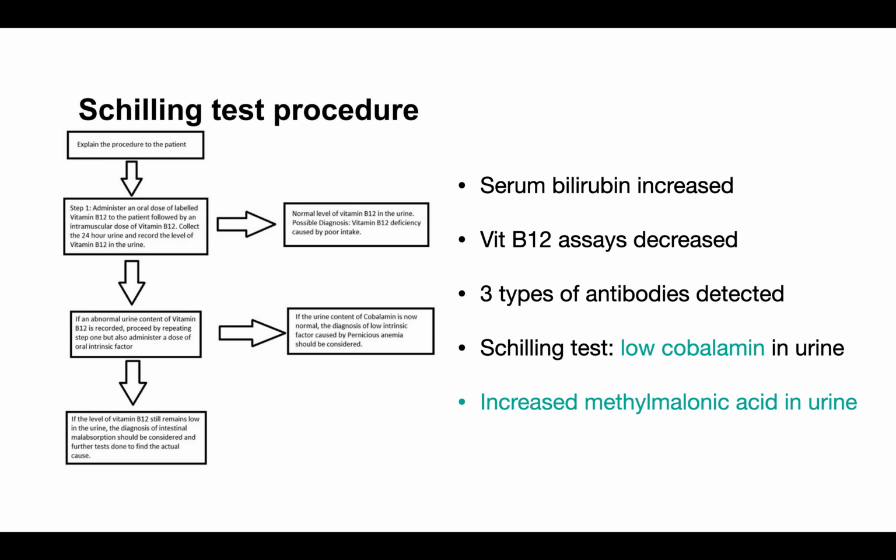So you give the Schilling test to see where the problem in vitamin B12 is, and there should be low cobalamin in the urine, but there, that means that B12 is absorbed, right? So if it's high, that means it's not going to be absorbed.